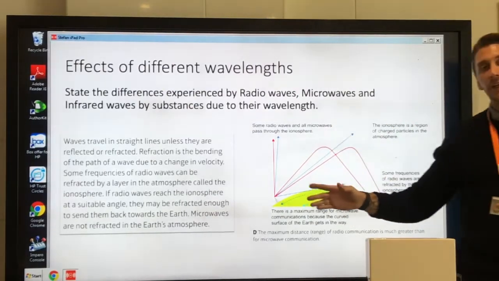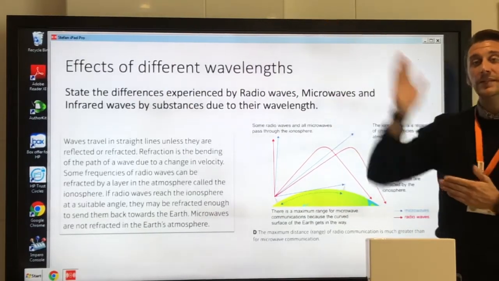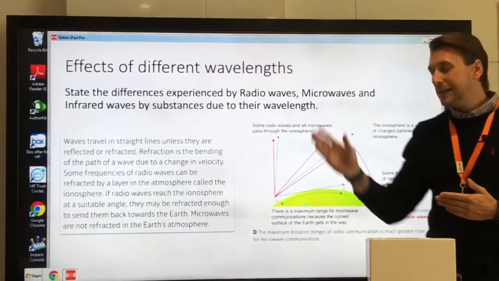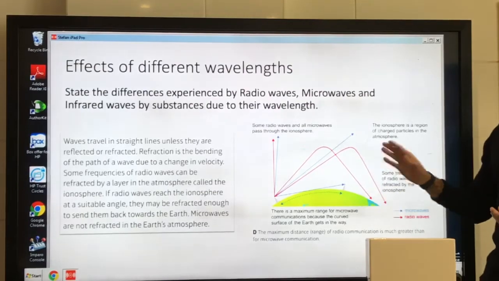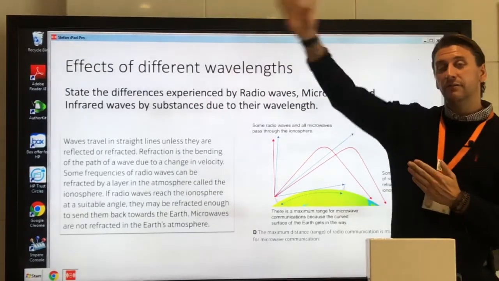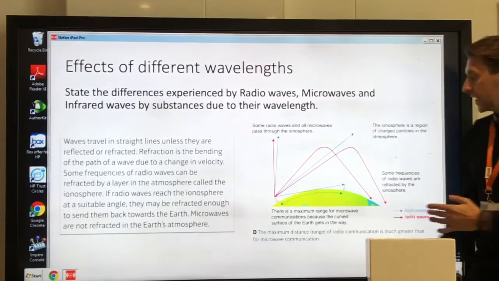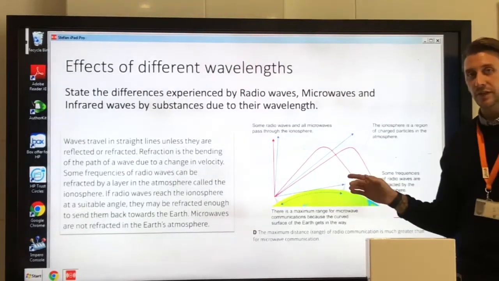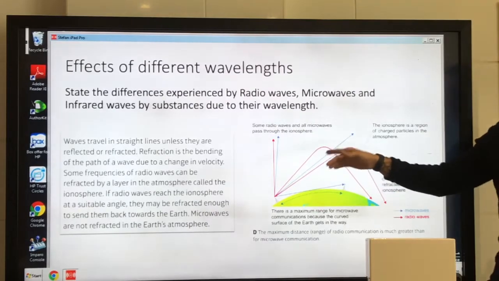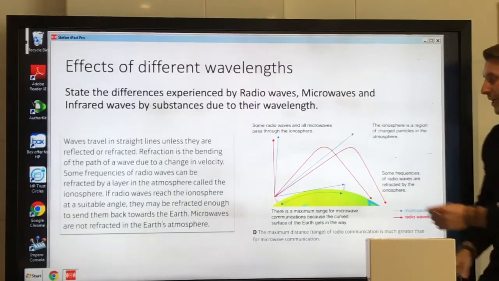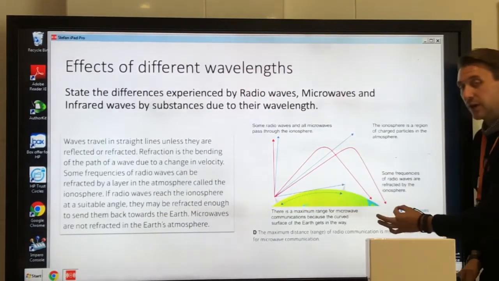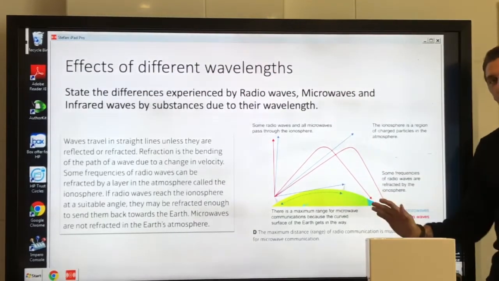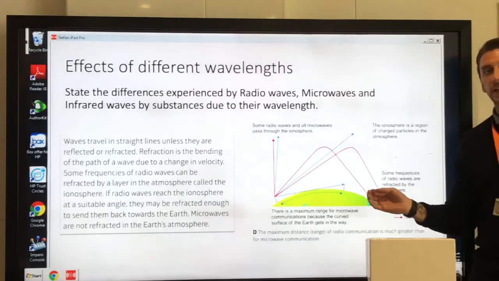Even through the atmosphere, if we were to send microwaves into space, they would go straight through the atmosphere and they would go into space fine. Radio waves, on the other hand, if we get the angle right and we send our radio waves into the atmosphere, we can actually make the radio waves refract as they pass through the ionosphere. Now, if these radio waves can refract at the atmosphere, we can actually send them around the curvature of the Earth. So we can send radio waves much farther around the Earth due to this refraction in the atmosphere.